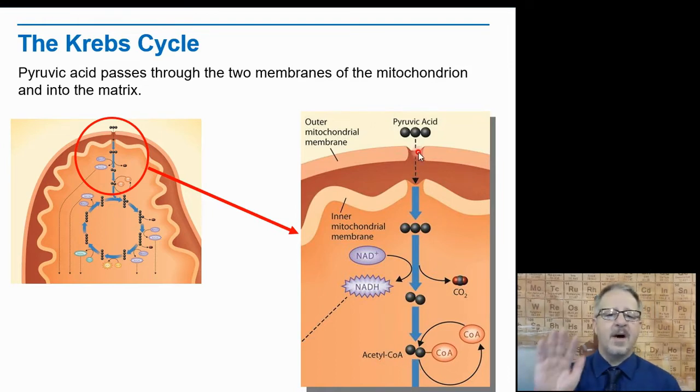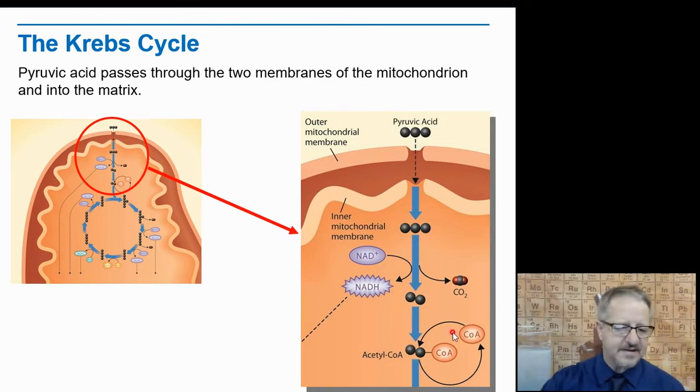So just keep in mind, it goes from pyruvic acid to acetyl-CoA. There's a couple things that happen on the way. The important thing here is that we get a carbon dioxide released, and we also convert an NAD plus into an NADH. That NADH is going to carry hydrogens and charged electrons down to the electron transport chain, which is stage 3. We're going to get to that in a little bit.